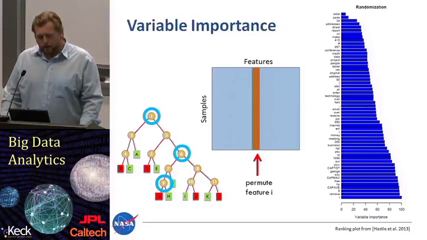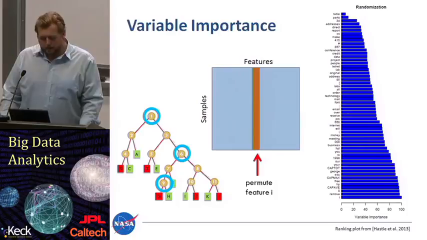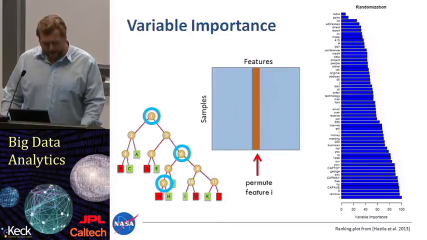And now we can go ahead and actually permute features one by one and then measure how the performance of the random forest ensemble goes down. And the more it goes down, the more important the feature was. So in this example we permute feature I. And this feature, for example, was used 3 times in this tree of the forest, at split nodes 1, 6, and 9.